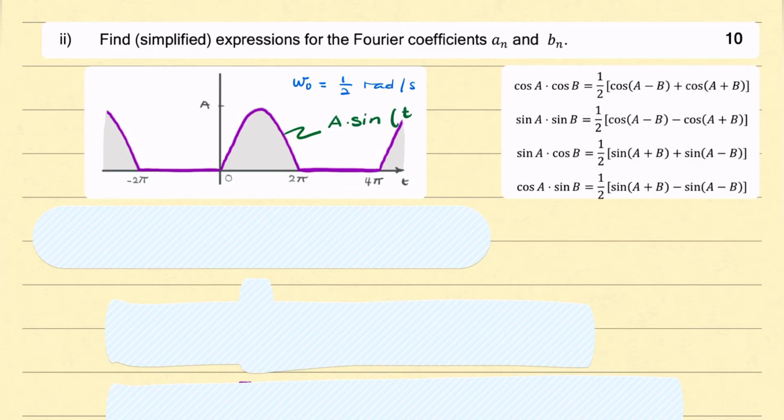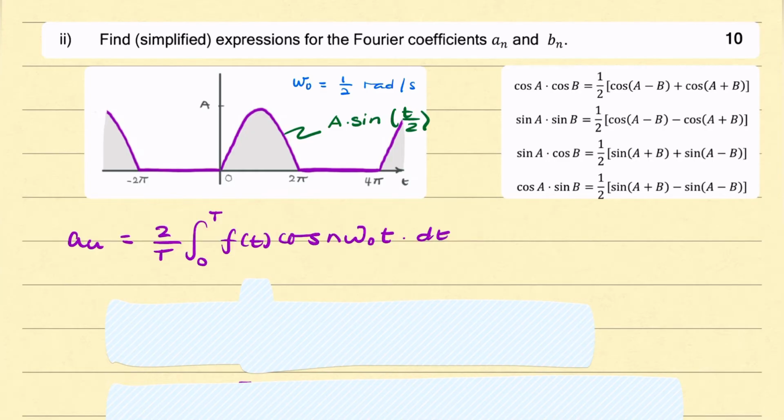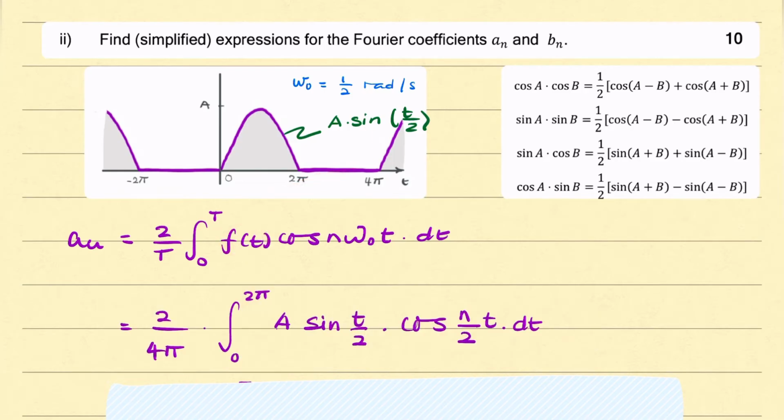sine t over 2. Now to find the cosine coefficients, you would need an integration. You would need to integrate f of t times cosine n omega naught t. You'd integrate that across one complete period from 0 to T, and then you would multiply by 2 over T. So if I replace f of t with A sine t over 2, that gives me that.